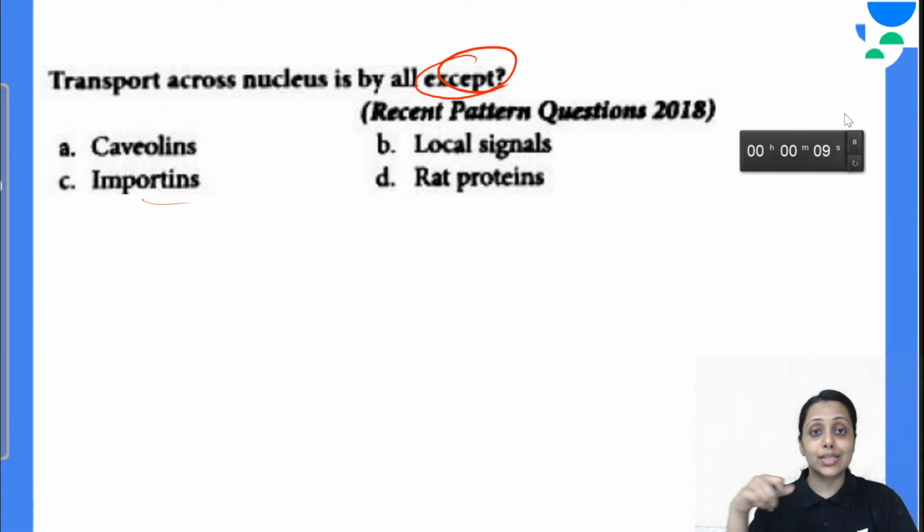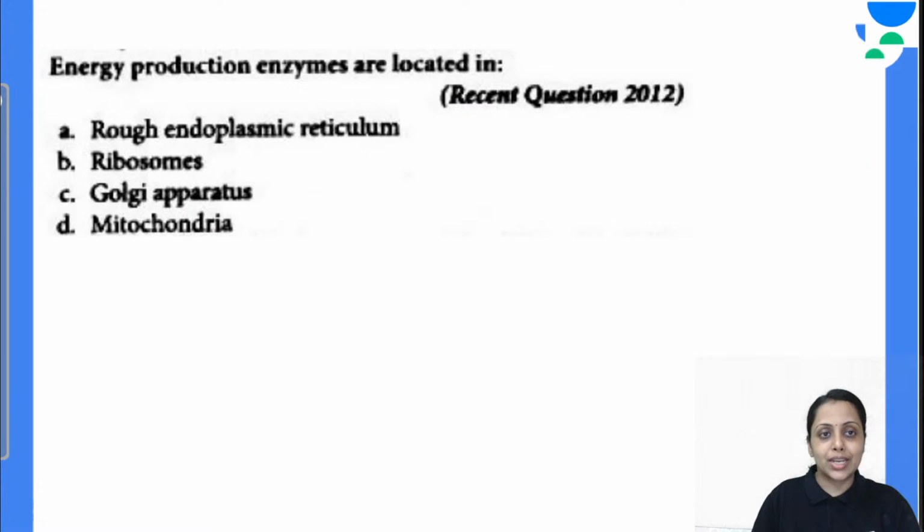Transport across nucleus is by all except. Importin is helping in the transport across nucleus. So Ran protein is not required for the transport across nucleus. So answer is D. Coming to the next question.